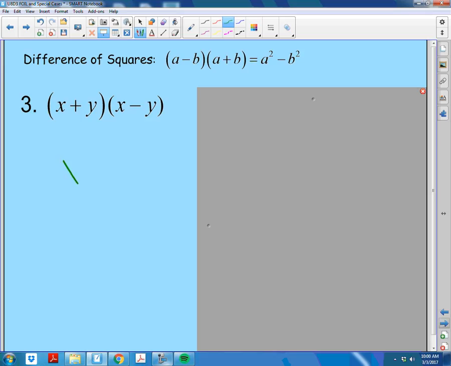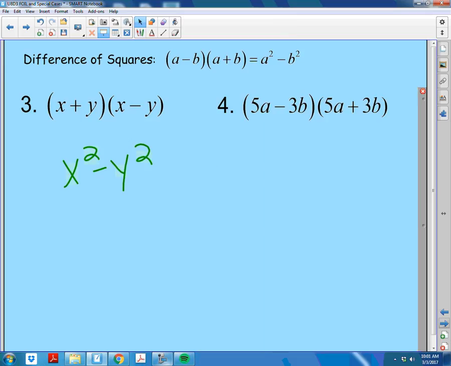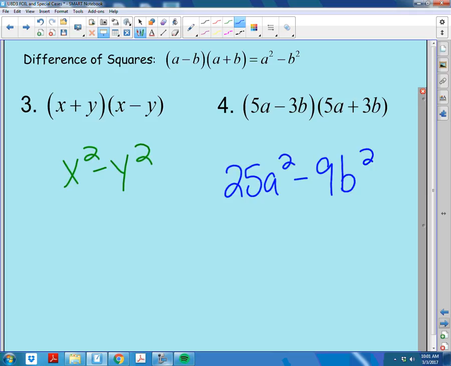X squared minus y squared. And if you had done the O and the I process, it shouldn't have made a difference. Same thing. Do we have two of the same binomials? One addition, one subtraction? Then 25a squared minus 9b squared. Done.